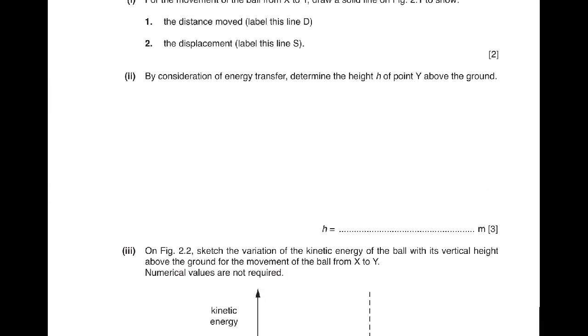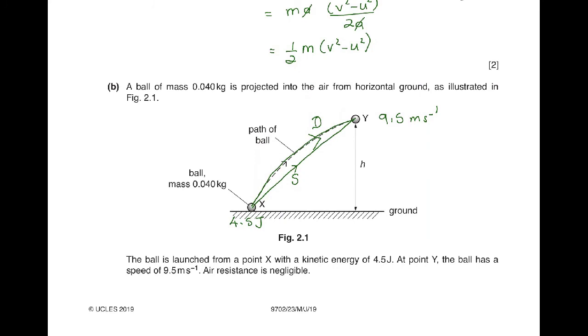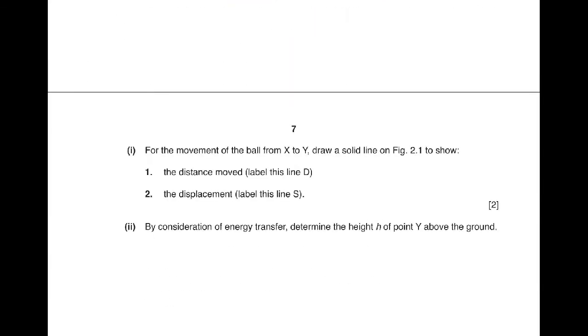Then, by consideration of energy transfer, determine the height h of point Y above the ground. Okay, so let's have another look at the diagram. We are starting off at point X with a certain amount of kinetic energy, 4.5 joules. As the ball rises, some of that kinetic energy is going to be turned into gravitational potential energy. But we're still left with some kinetic energy at point Y. It hasn't all been transferred because we've still got a speed of 9.5 meters per second.